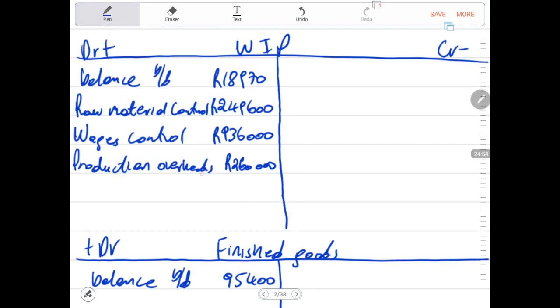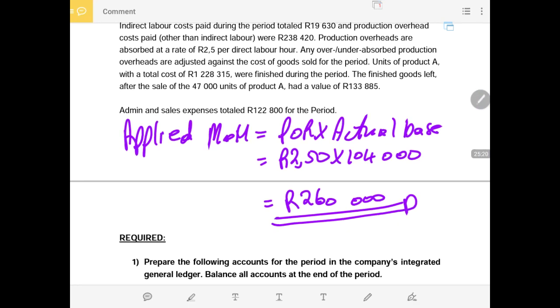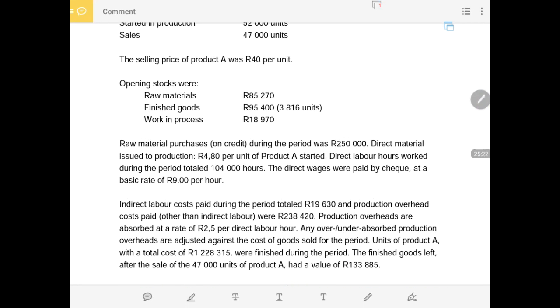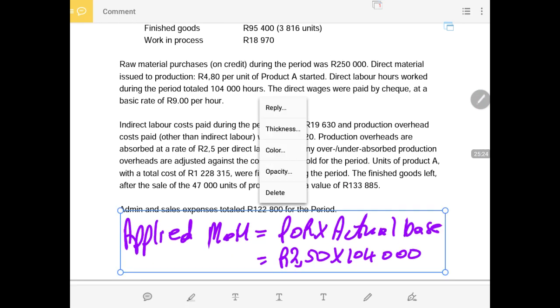So now the debit side will definitely be greater. Then we will have to know how many units were finished. So now our work in progress is made of these three amounts: 18,970, 249,600. Then now we can look further at any information that we have.